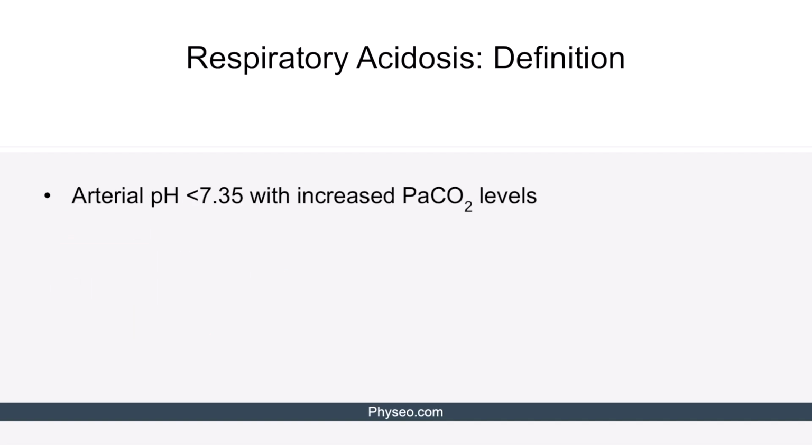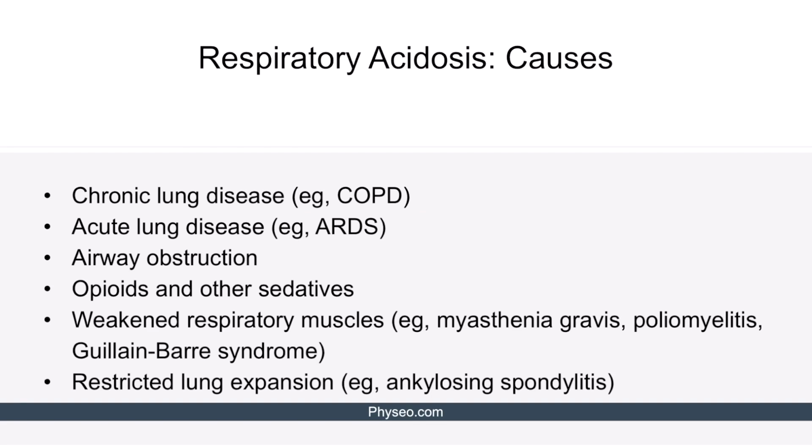Respiratory acidosis is an acid-base disturbance marked by arterial pH less than 7.35 and an increased partial pressure of carbon dioxide. Here we have the possible causes of respiratory acidosis. Chronic lung diseases such as chronic obstructive pulmonary disease can cause carbon dioxide retention and therefore respiratory acidosis. The same mechanism explains the respiratory acidosis in the setting of acute lung diseases like acute respiratory distress syndrome. Airway obstruction will interfere with carbon dioxide exhalation. Carbon dioxide retention will lower the serum pH.